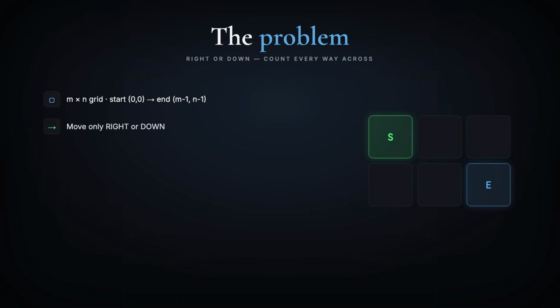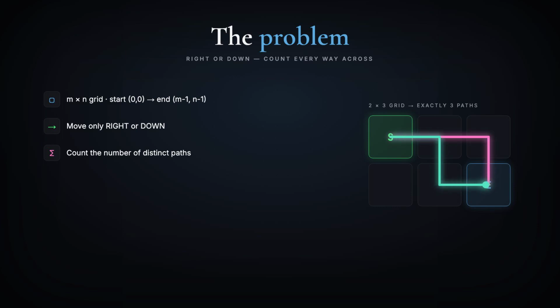Given an m by n grid, start at cell 0,0, reach cell m-1, n-1. You may move only right or down. Count the number of distinct paths. Take a 2 by 3 grid. There are exactly 3 ways across. This is the cleanest 2D dynamic programming there is.